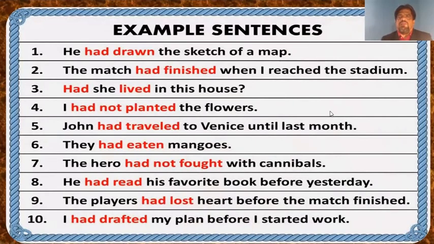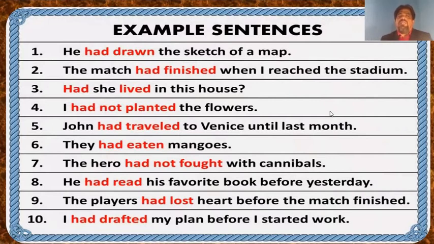Here comes a further example. He had drawn the sketch of a map. Here we see only one verb. But see that the time of the action is not mentioned, means we do not know at what point of time the action happened. So you could say he had drawn the sketch of a map.